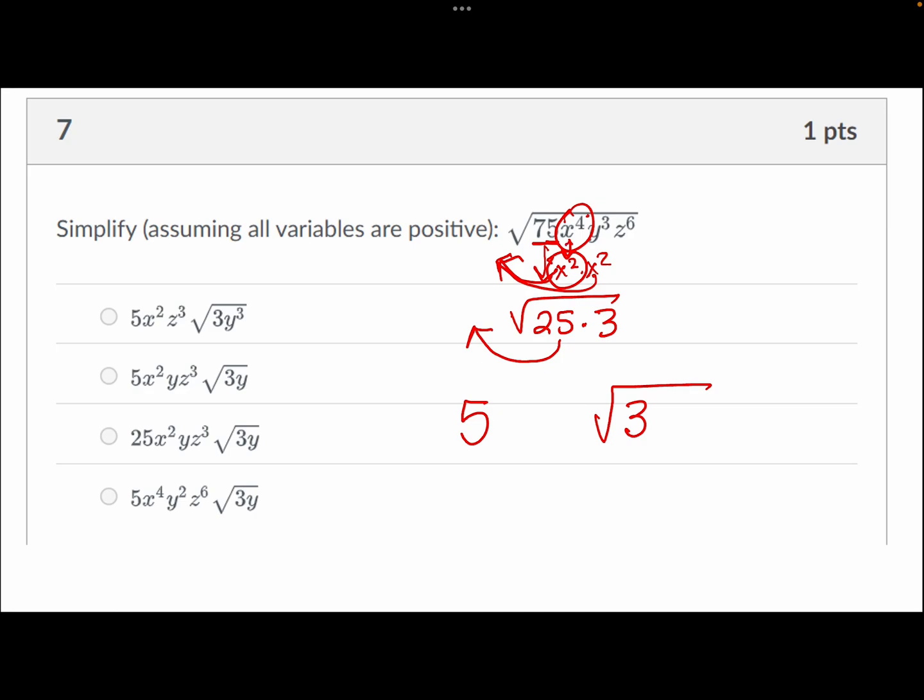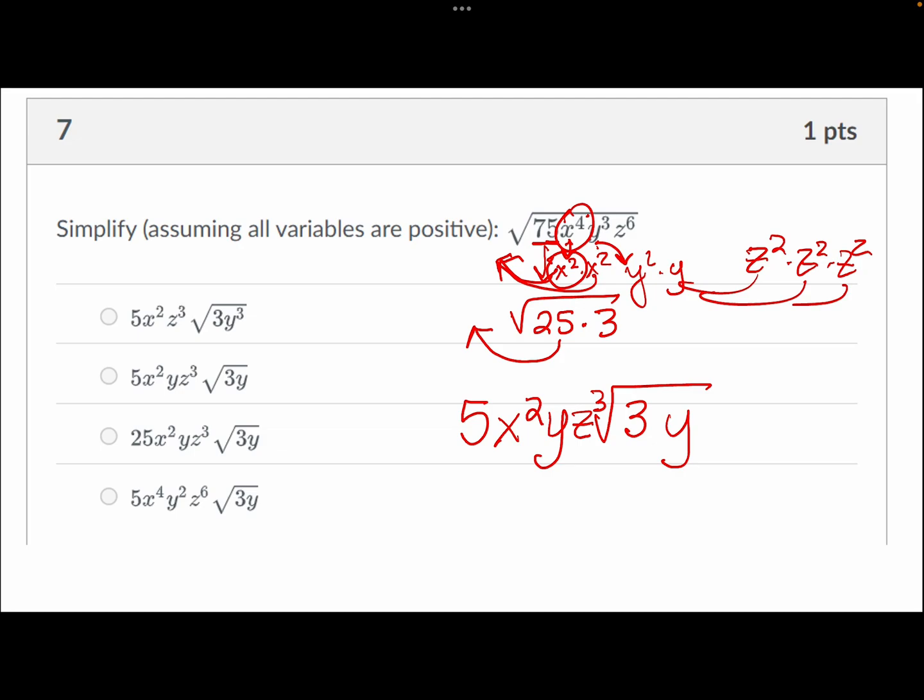So x to the 4th means I'm going to be able to break out x squared. Y to the 3rd means I'm going to be able to break out y squared, but 1 y is going to be left underneath. So this is going to be a y outside. That would represent 2, 3, and z to the 6th. For every 2 I have, if I have z to the 6th, that means I have 3 sets. I can break out 1, so z to the 3rd, because that would be z squared times z squared times z squared, and each of those would come out as 1. So the final answer would be 5, x to the 2nd, y, z to the 3rd, square root of 3y.